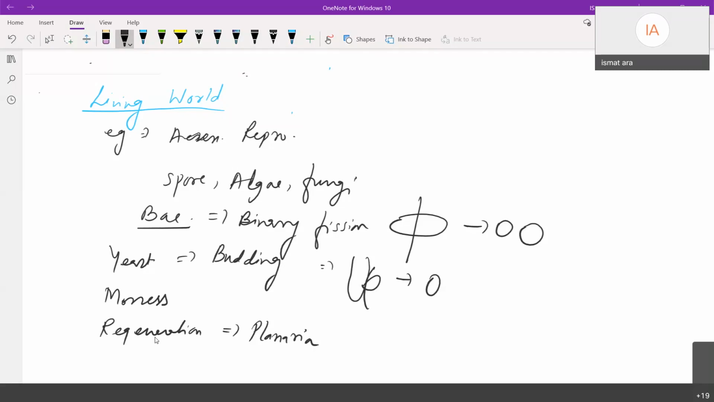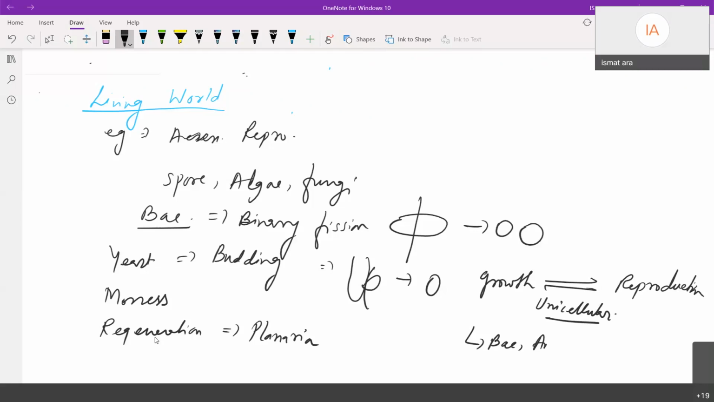Now, if the organism is unicellular, their growth and reproduction are simultaneous. Their growth means reproduction. But only if the organism is unicellular. We can take some examples here: bacteria as well as amoeba.